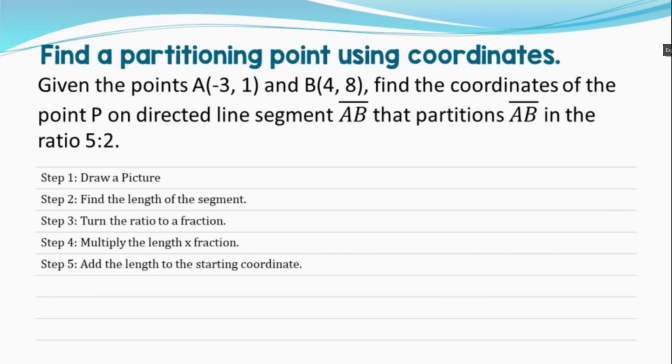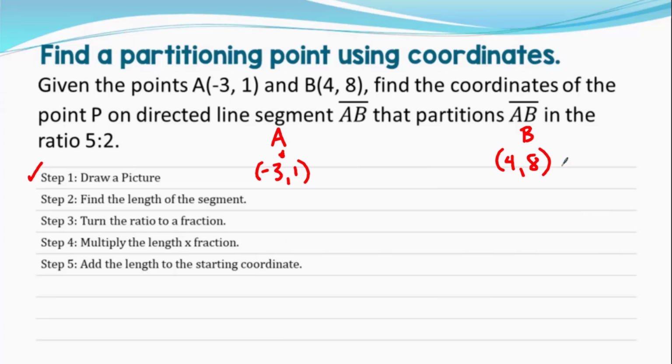Now a little bit bigger problem here. You could put this on a graph, but sometimes it's not always practical to be able to put something on a graph. We need to actually calculate what we're doing here. But let's go ahead and first we're going to find the partitioning point between these two that puts it in a 5 to 2 ratio. So we'll just kind of draw a picture to start with. I like to always draw a picture. So I'm going to say, okay, I've got A at (-3, 1), and I've got B at (4, 8).